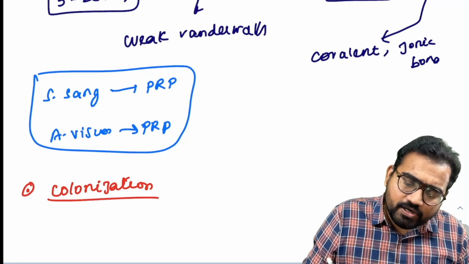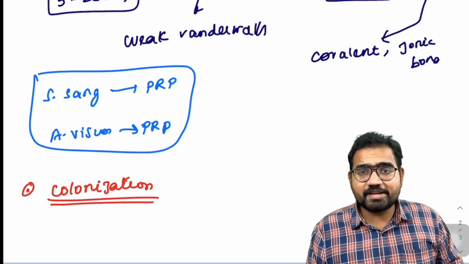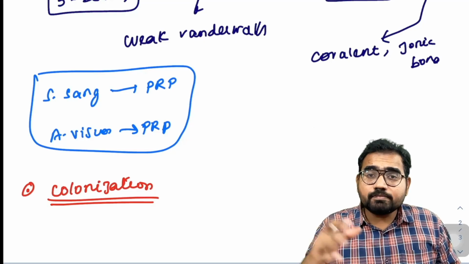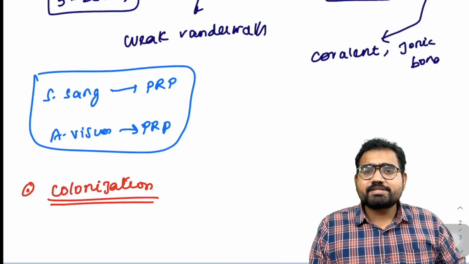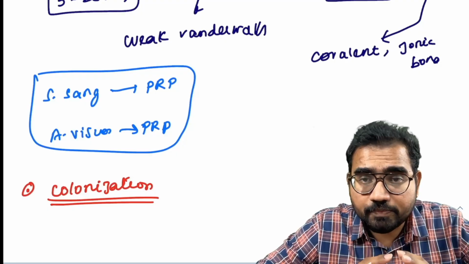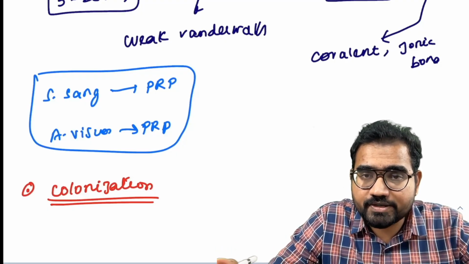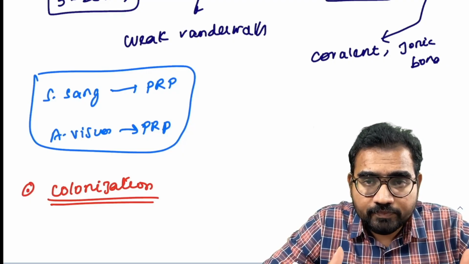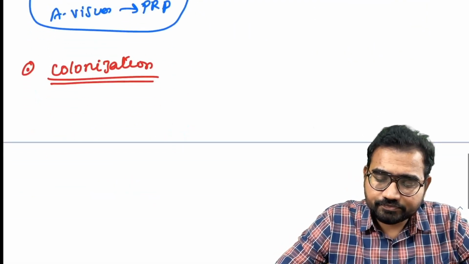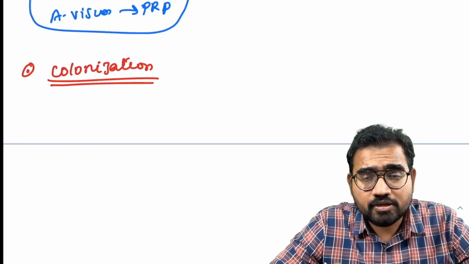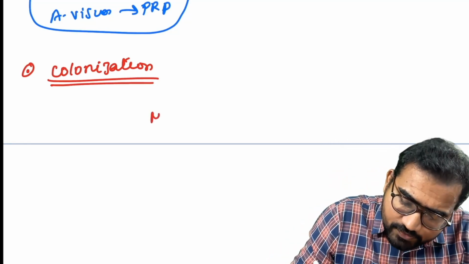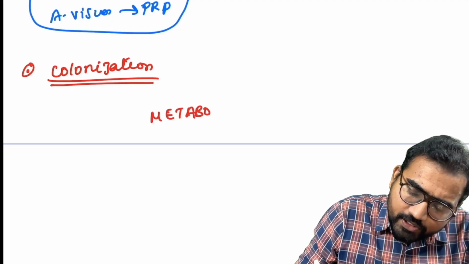So what I mean by colonization is a very interesting aspect. Some bacteria will help the growth of other bacteria. Say for example, when I see one of my friends struggling, if I am in a good position, I'll try to give him financial support, or I will offer him some job. I'll try to help him in one way or the other. Similarly, there are a few bacteria which will help the growth of other bacteria. That is what is called metabolic mutualism.